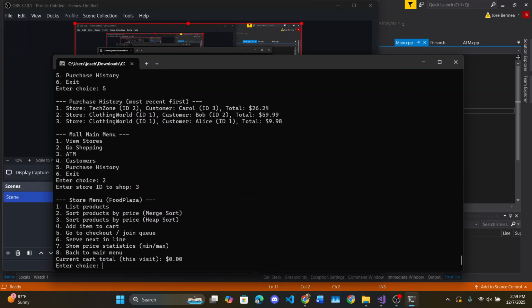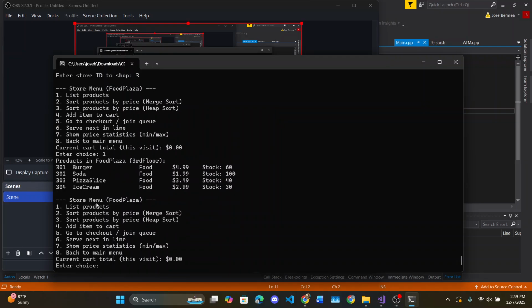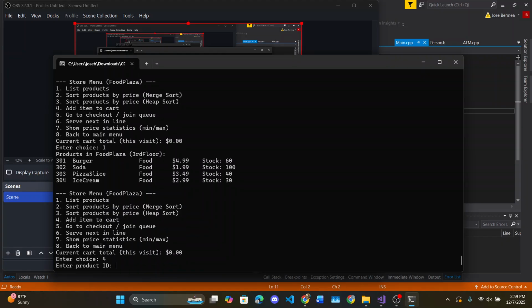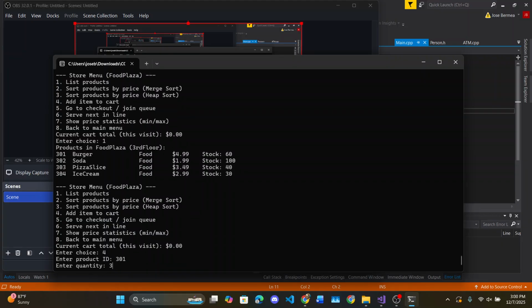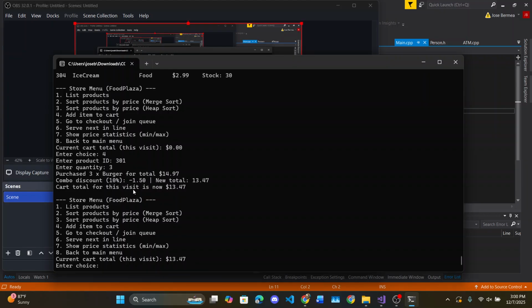Let's go to the third store now, or this one, the food court. We can list the items. We see the soda, the ice cream, the pizza slices, all the other stuff. Now let's get a burger. Let's get 3 of them. Now we see that we got a combo discount for getting more than 1 item. I mean 3 items or more. So now our total is actually $13.47.